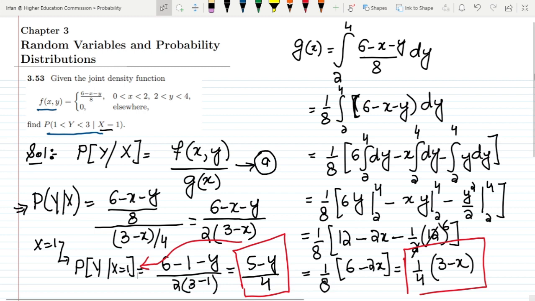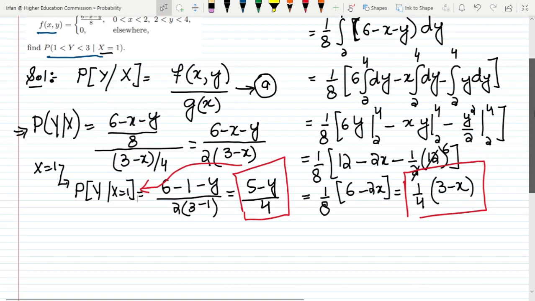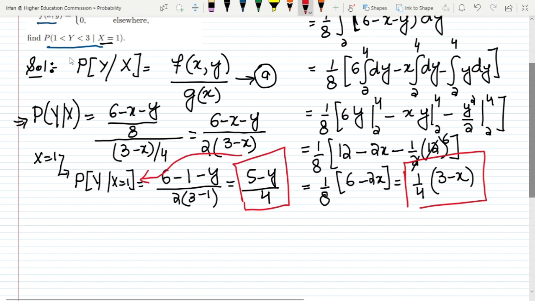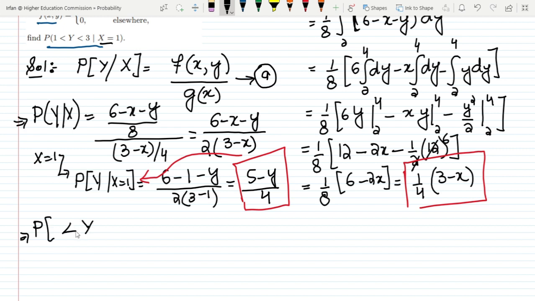Let me move down, and the last step here is to find the probability within this range. So what will I have to do here? I have to find the probability that y is greater than 1 and less than 3, given that x equals 1, and the value of it is already given here. But in order to find this value, what do I have to do? I have to integrate this function over these limits.